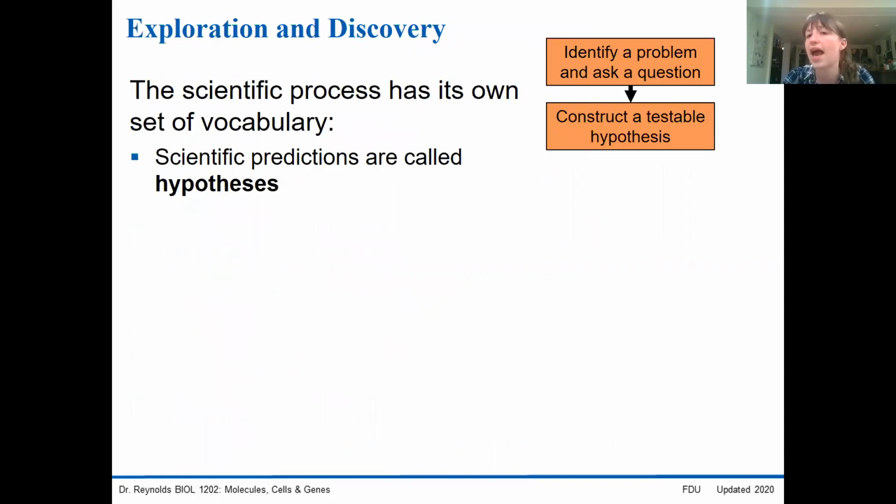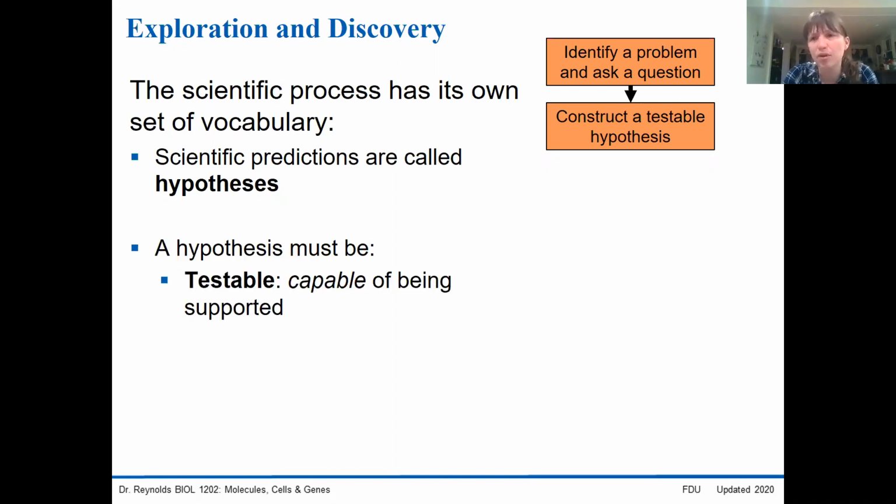Let's take a look now at the process of scientific discovery, more commonly known as the scientific method. The core of the scientific method is the ability of scientists to develop a hypothesis, plural, meaning hypotheses. So these hypotheses are going to be critical for a scientist to develop predictions that they can test. That means that these have to be testable. This means that it's capable of being supported.